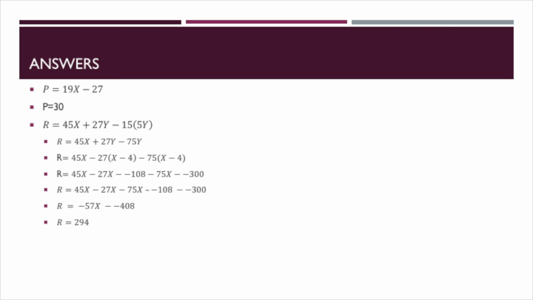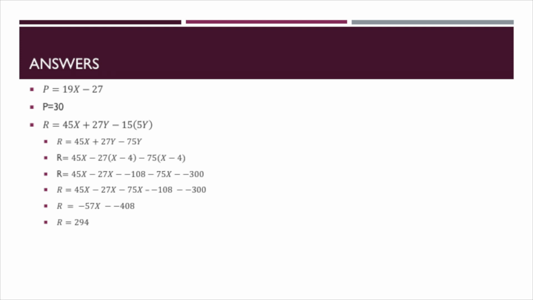Now with the next one, it's a little more complicated. We started with r equals 45x plus 27y minus 3z. That's that multivariable one. Now first of all, we're going to get rid of all the z's. And we know that z is 5y. So we know that r equals 45x plus 27y minus 15 times 5y, which is 45x plus 27y minus 75y. Now we want to get rid of all the y's, and we know that y equals x minus 4. So we have r equals 45x minus 27 times x minus 4 minus 75 times x minus 4.